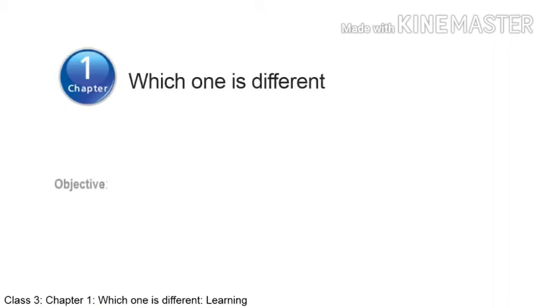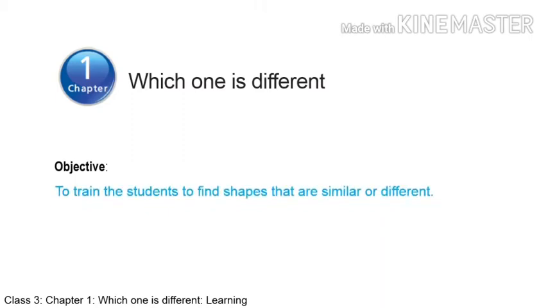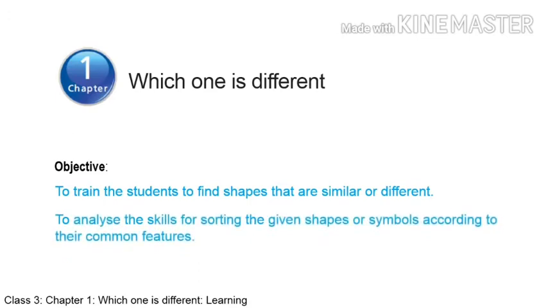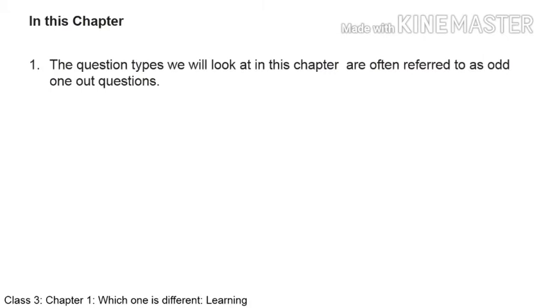Hi, welcome to the first chapter titled Which One is Different? The objective of this chapter is to train the students to find shapes that are similar or different. Also, to analyze the skills for sorting the given shapes or symbols according to their common features. So students, let's understand this chapter better.